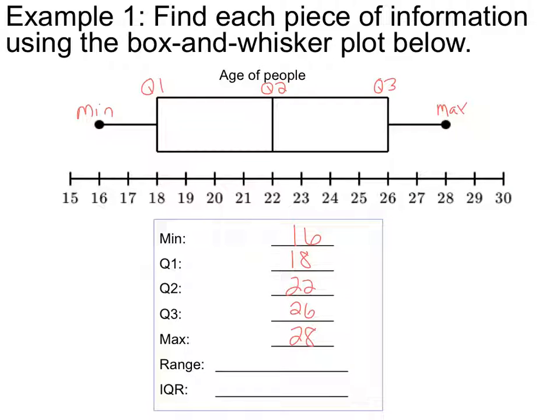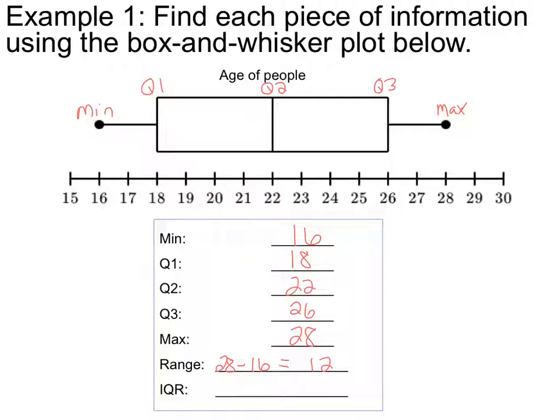Also, we can do our range and our interquartile range without seeing the data that we had by just seeing the box and whisker. So we know range is the distance from the max to the min. So we're going to do our maximum value, which is 28, minus our minimum, 16. And that's going to tell you how far apart all of this data is, and we should end up with 12.